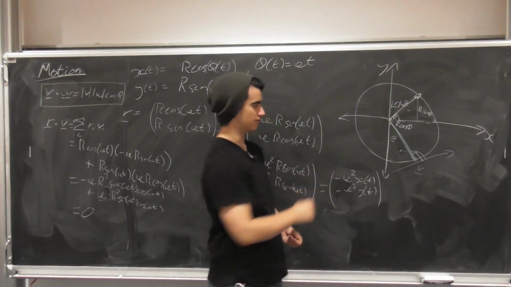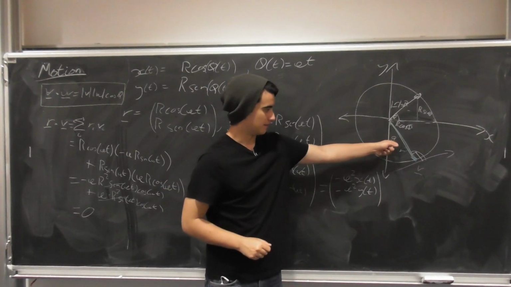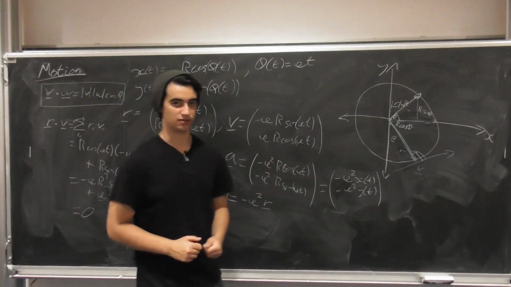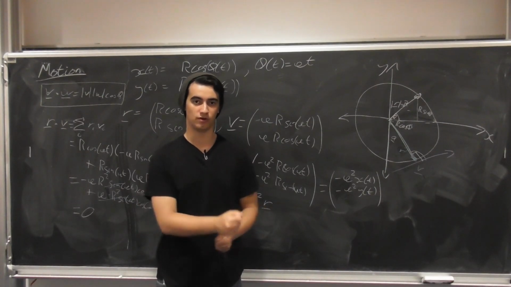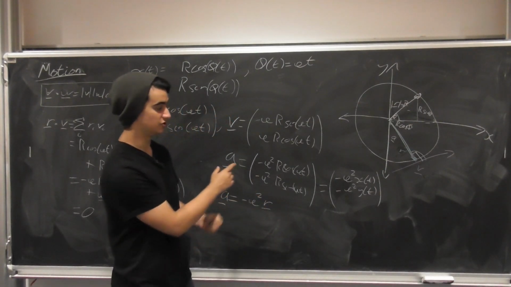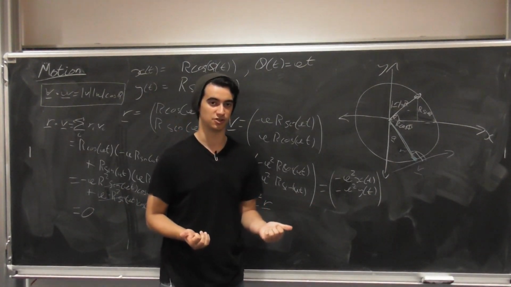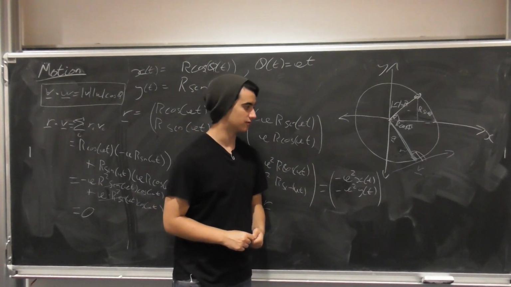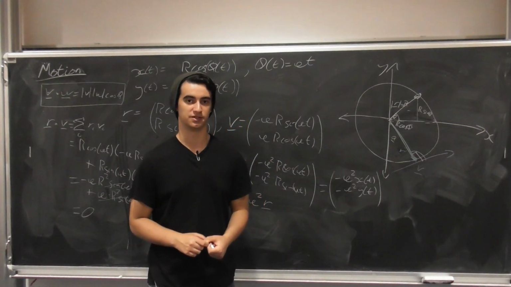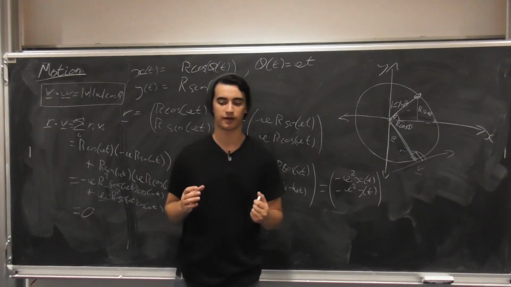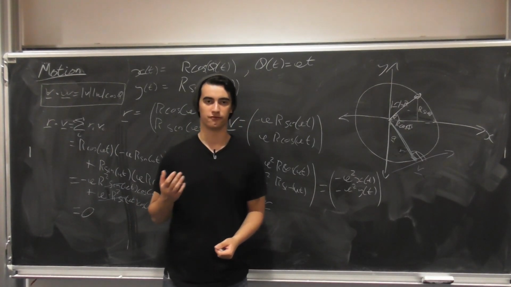And because we know that the acceleration vector and the position vector are collinear to each other, given the fact that they just go in opposite directions and are scaled by a certain amount, we also know that the acceleration vector and the velocity vector are perpendicular to each other. And that will conclude our first process of motion.